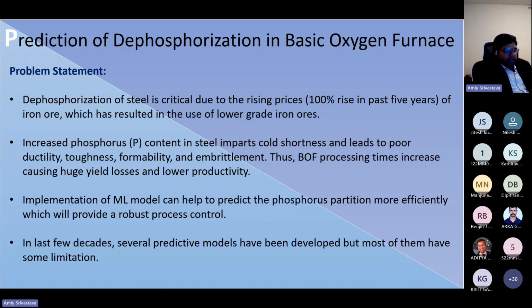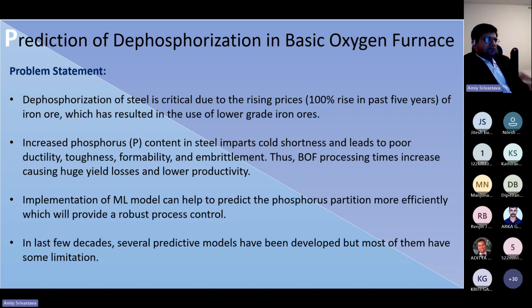Compared to the conventional or more robust approach, it is not comparable, I would say. But still, if we can implement something quickly, if we can get the money, because money rollout is very important. If we wait a long time for the money, we are not able to invest that money to earn more money. So we have to do something so that we can get the money right away. That's why we thought we should implement the ML model, which can help predict the phosphorus partition more efficiently and provide robust process control.